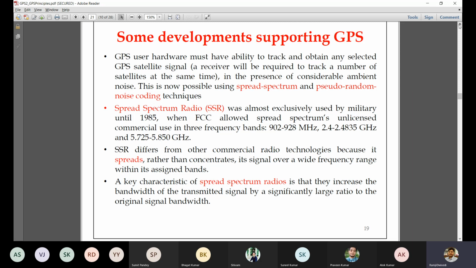The SSR differs from other commercial radio techniques because it spreads rather than concentrates its signal over a wide frequency range within its assigned bands. The key characteristic is that they increase the bandwidth of a transmitted signal by a significantly large ratio to the original signal bandwidth. So these are some key characteristics.